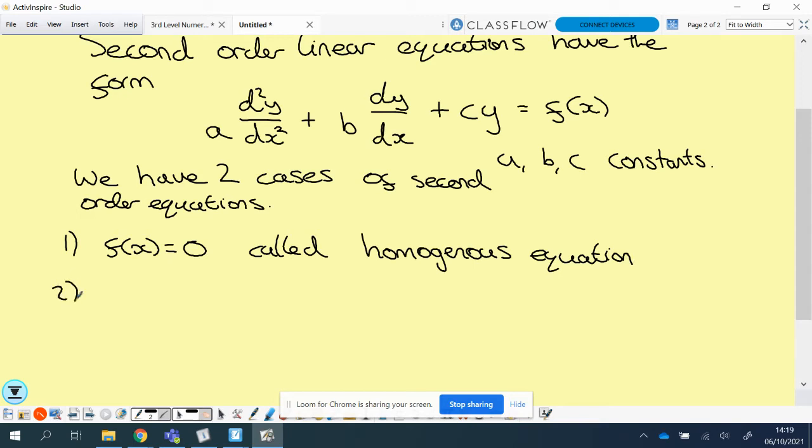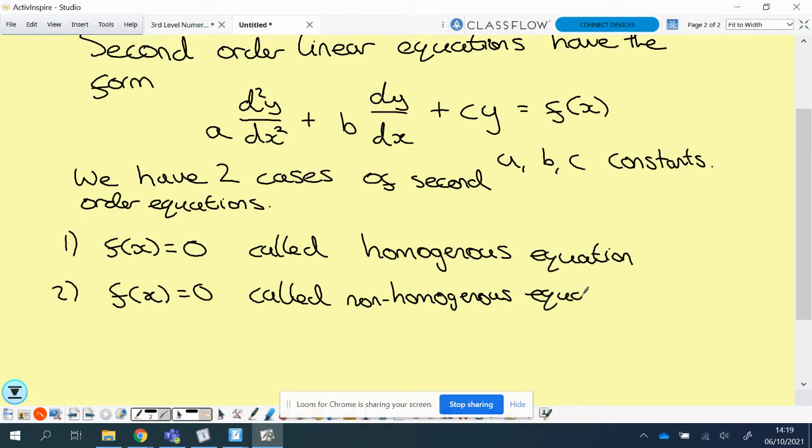The other case is when f of x doesn't equal 0, so it is some function of x on the right-hand side. Then we call that the non-homogeneous equation. So in this video today, we're only going to focus on homogeneous equations. I'm not going to do any examples in the video about non-homogeneous equations. That will come after. So that's just the two different types.